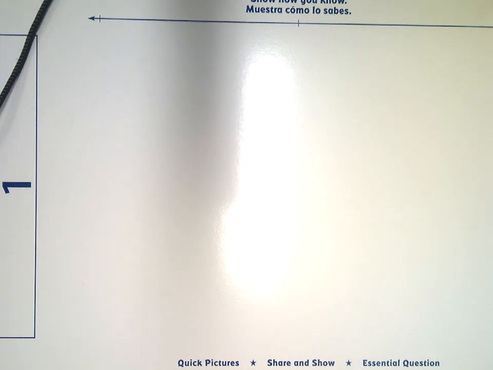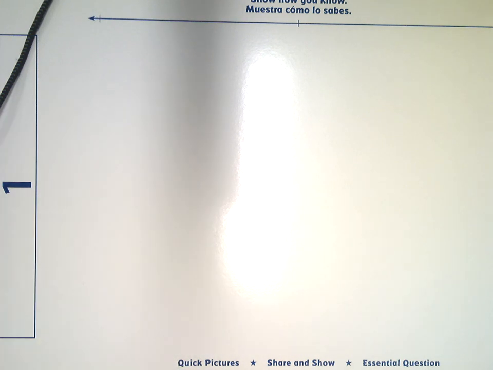Okay, so we will start the actual multiplying part tomorrow. But right now we're going to use the counters in order to solve our problem and get an idea of what it looks like to have a fractional part of a group.